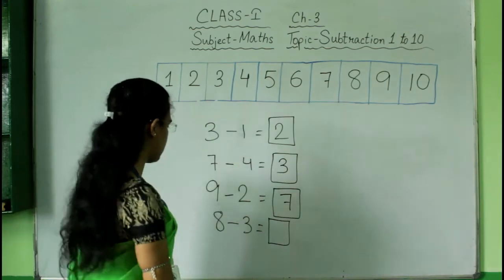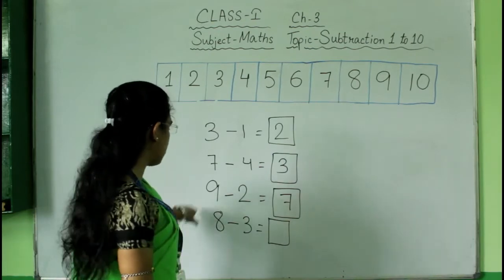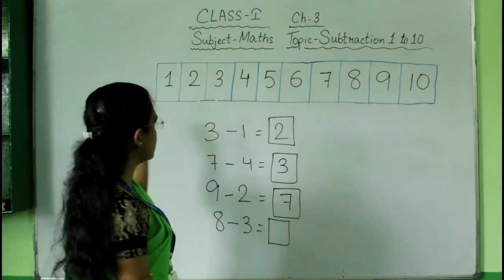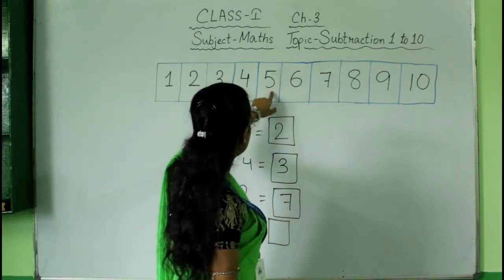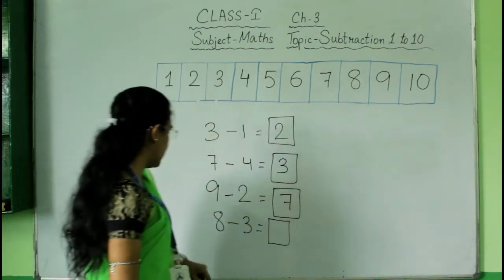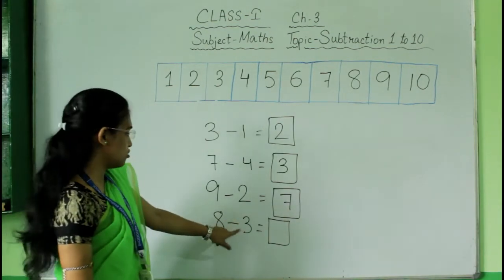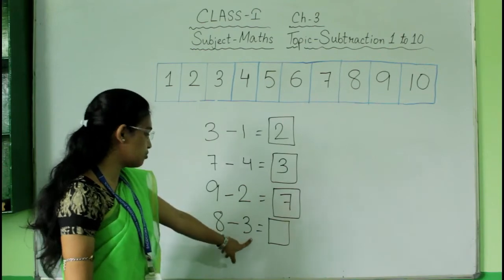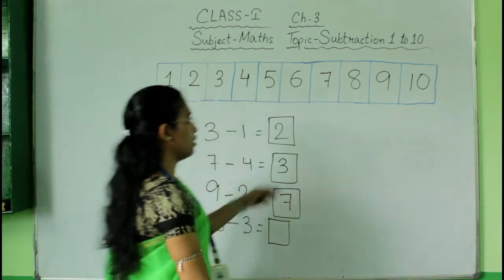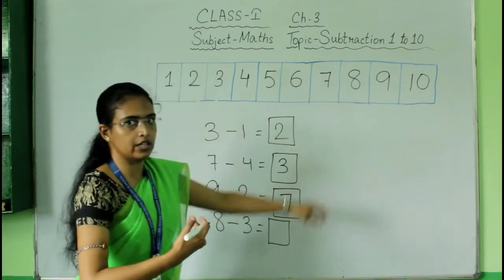Now who can answer this one? 8 minus 3? Yes. What is that first? What we have to look? We have to find out 8. Number 8. What is number 8? This one? No. Yes, it is here. So we got number 8. Now what we have to do? Plus? No, we have to minus. So after minus, which number is this? 3. So what we have to do? We have to go forward from 8. We have to take 3 steps more. No, we have to go backward.